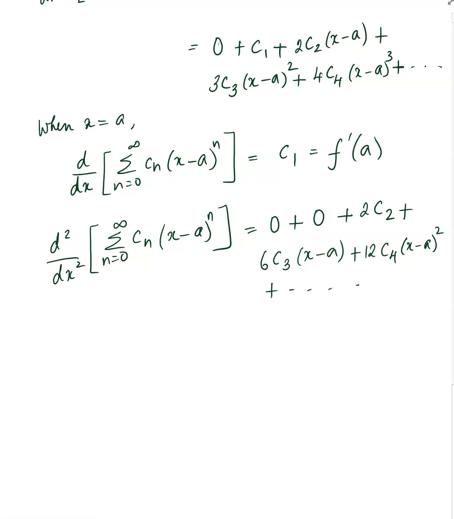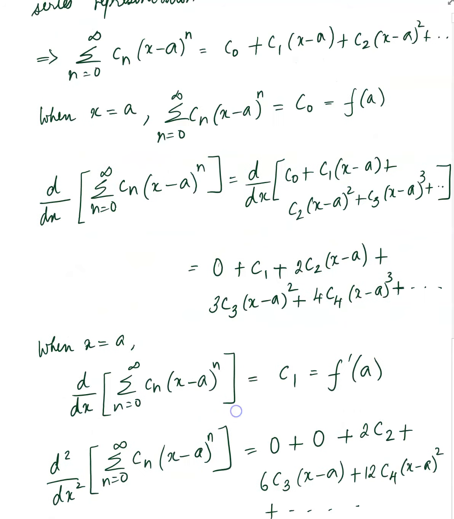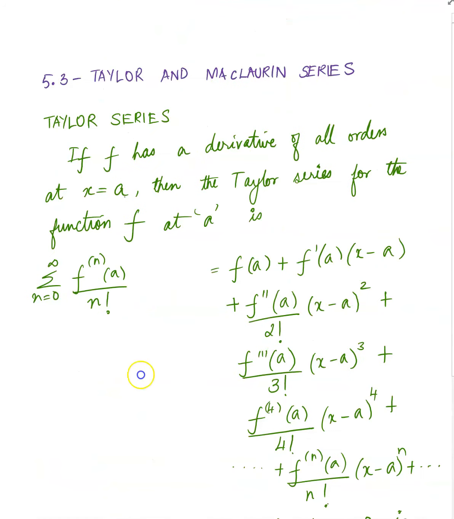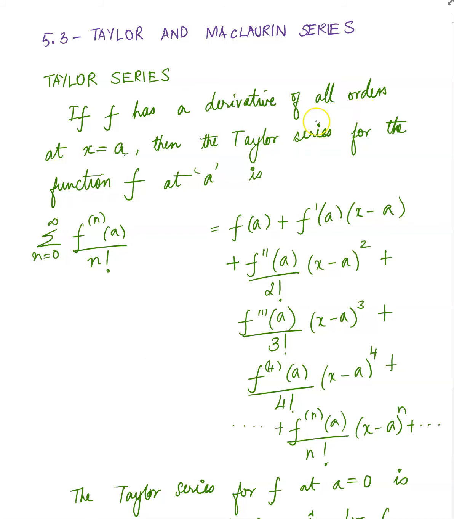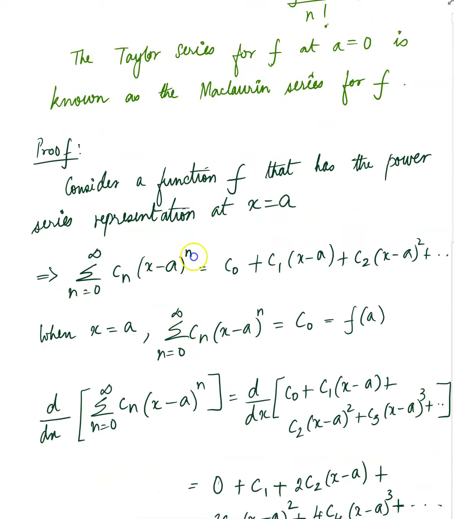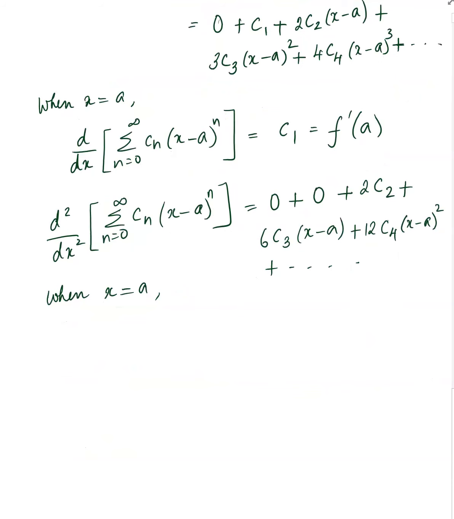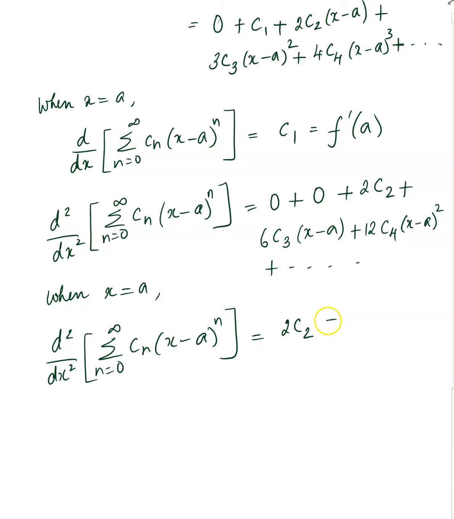Once again, when x is a, because if you go back to the definition, it says f has a derivative of all orders at x equals a. That's the reason why we take the derivative, and then see what happens at x equals a. So the second derivative comes out as 2c2. So this is your second derivative at a.